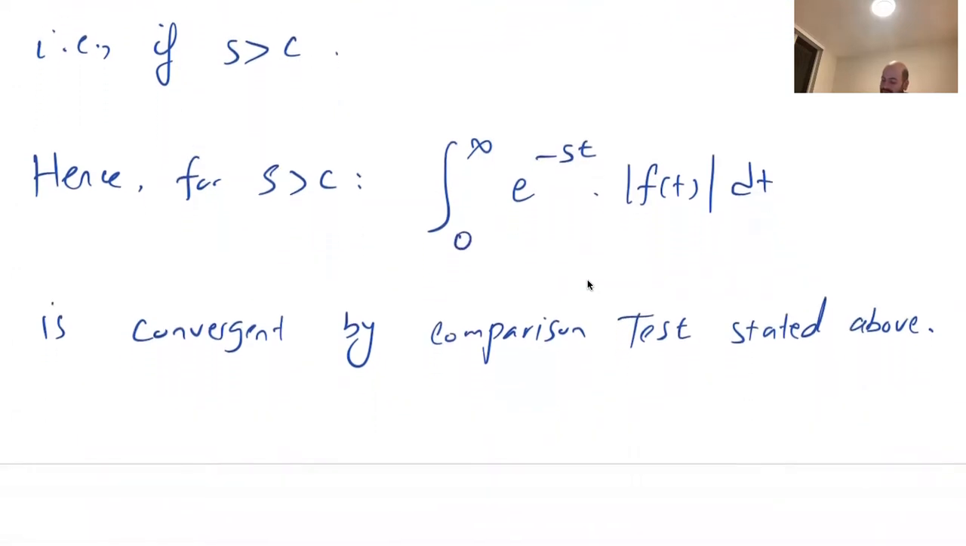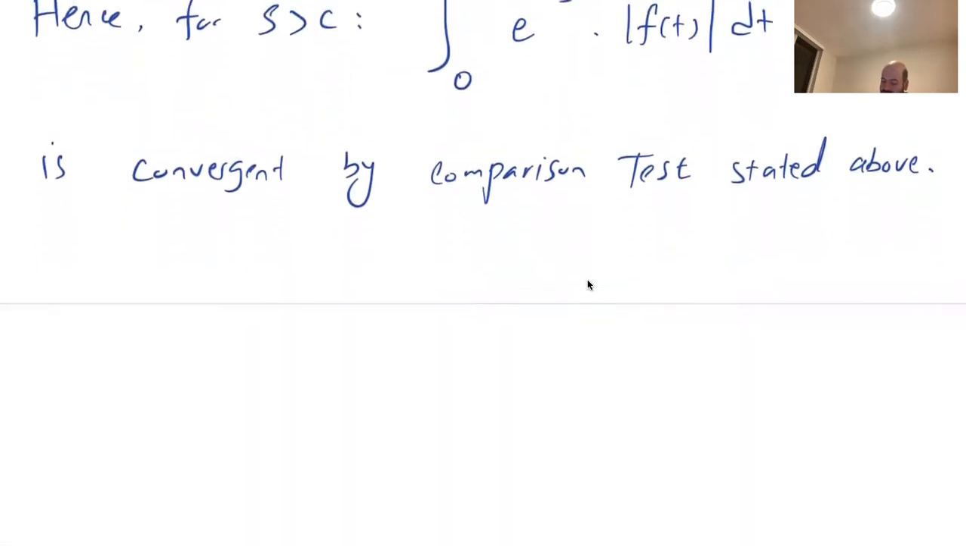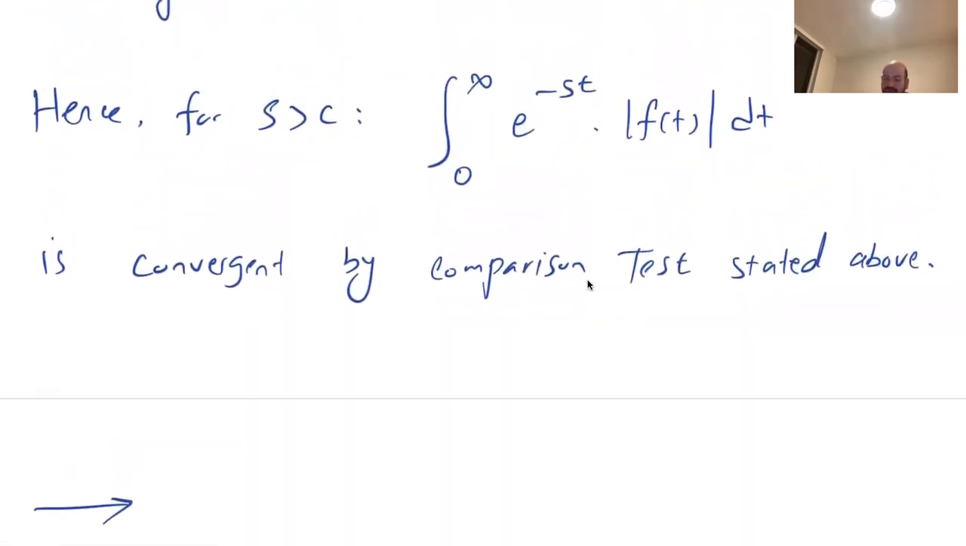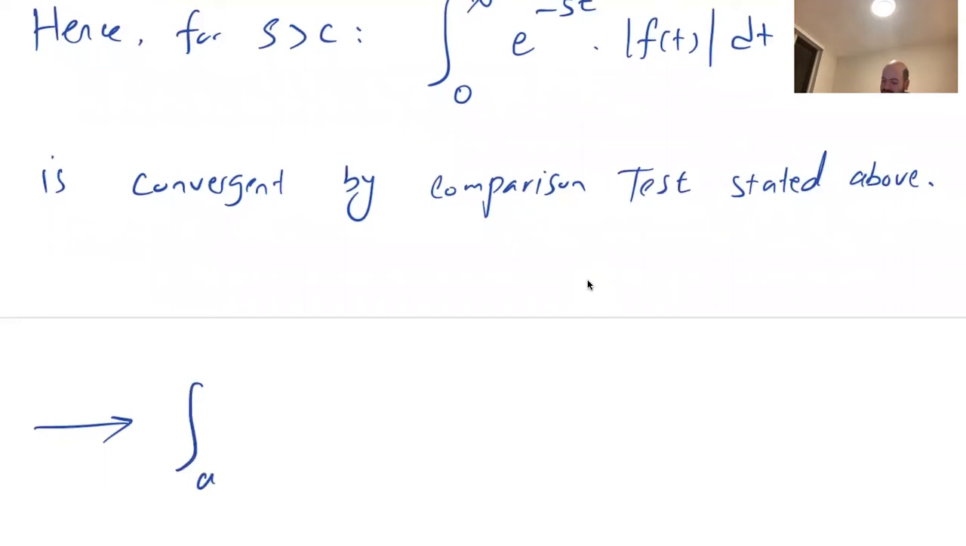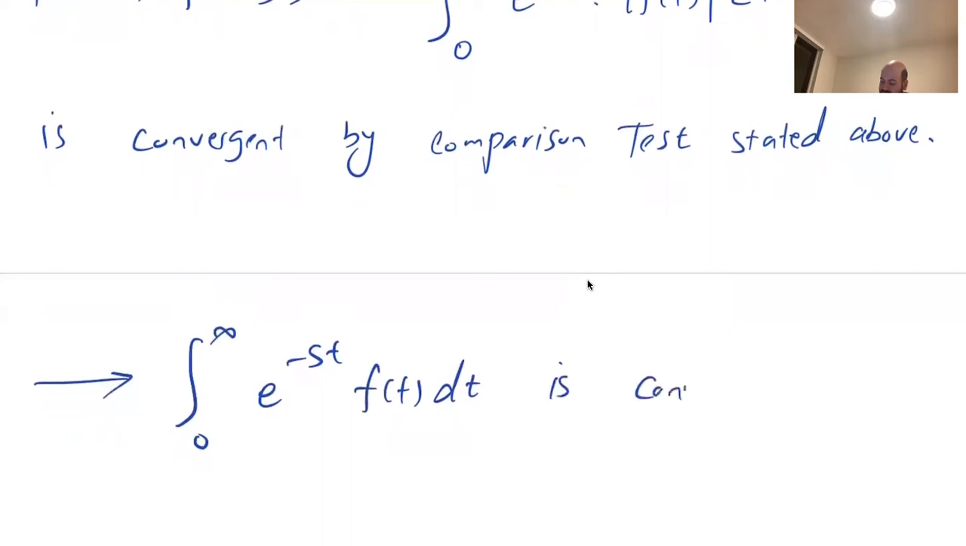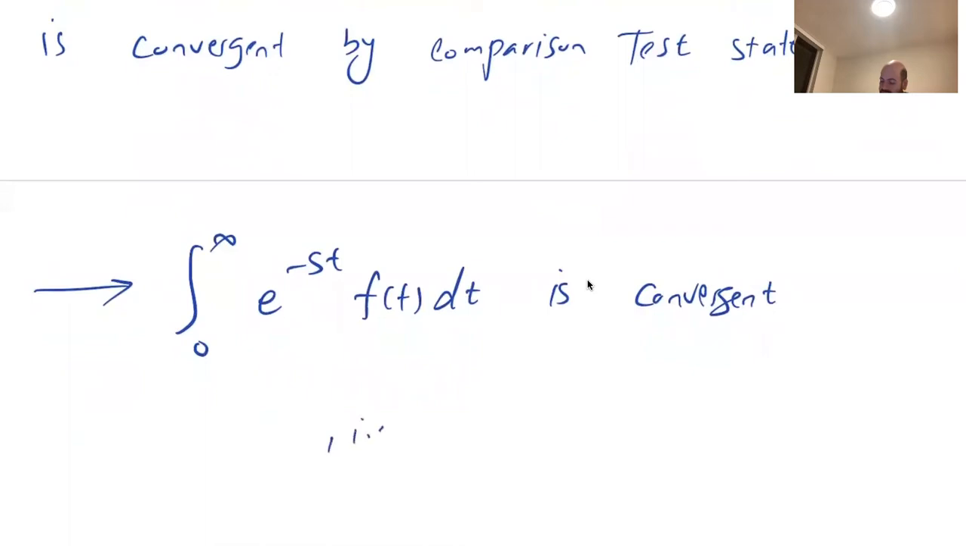So if now this integral is convergent, now we can use another theorem or property that says if the integral of the absolute value of a function is already convergent, then the integral of the function itself must be convergent. The integral from 0 to infinity of e to power minus st f of t dt is convergent. And this means that the Laplace transform of f of t exists.